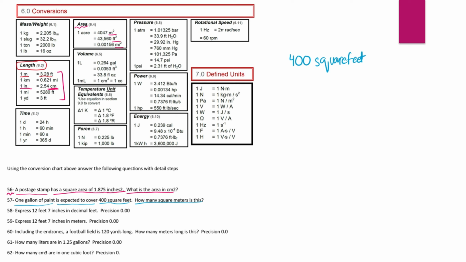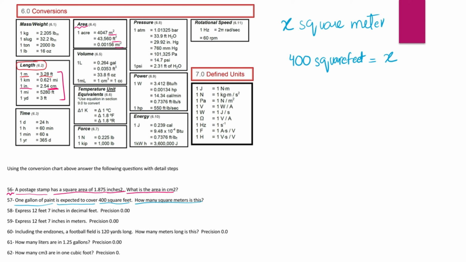They're asking us in square meters, right? The value is given in square feet. We need to find it in square meters. So 400 square feet is equals to how many? You can say x. We are saying 400 square feet is x square meters. That is what we need to find. X is something we need to find. So first of all we will write this.